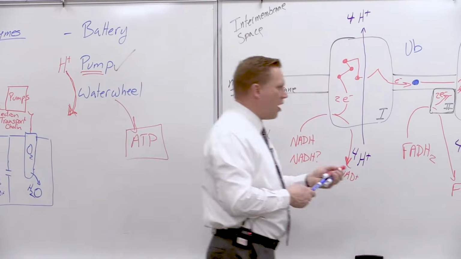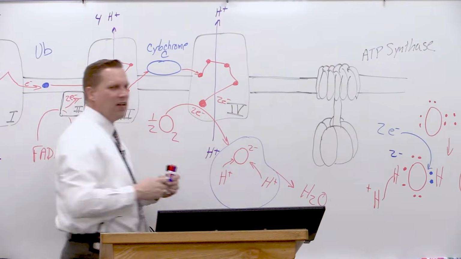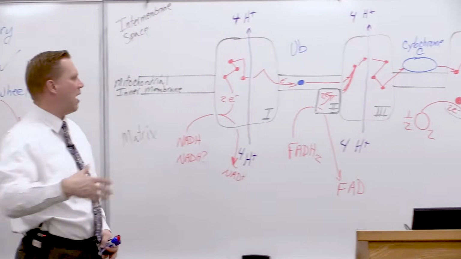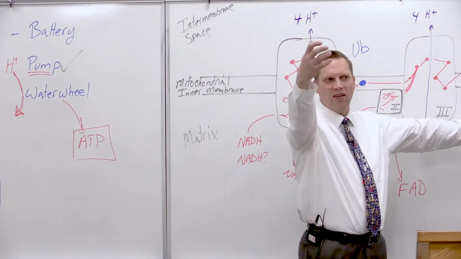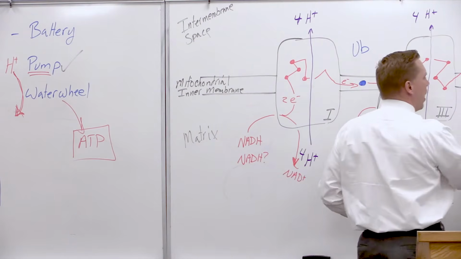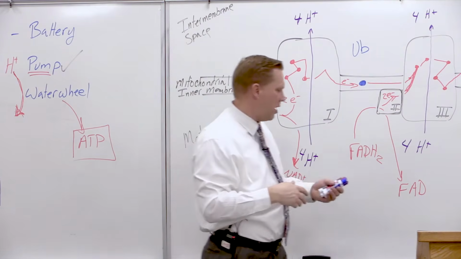The primary driver of this is right here, the electronegativity of oxygen. That's why we have to continually breathe in oxygen. We have to take that oxygen to add to complex 4 as an electron sucker. So this whole thing is being drawn by the electronegative power of oxygen. And that's how we get our energy.